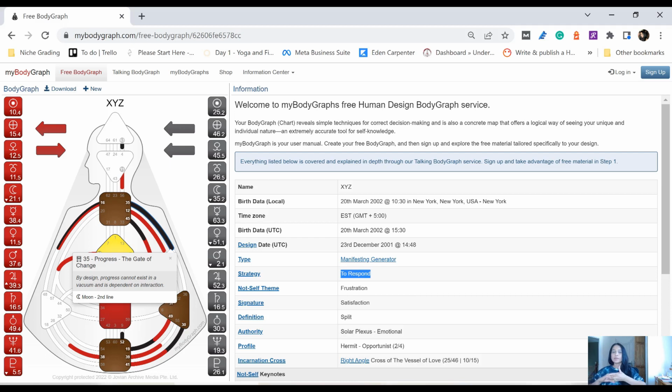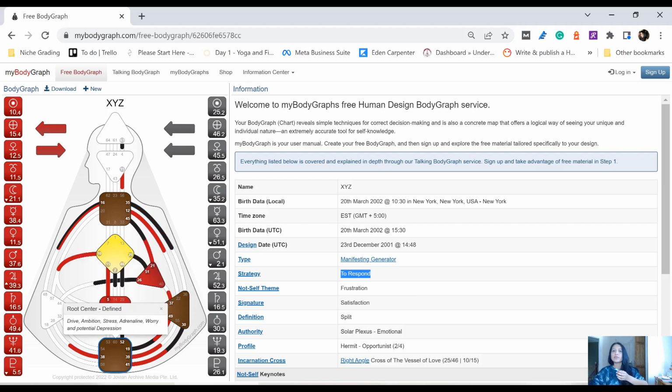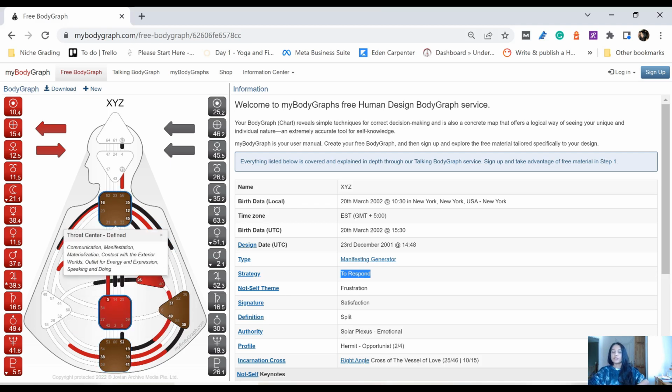Otherwise, with these split designs, they have a defined root, which means they feel a lot of pressure to get things done, right? They want to do things, but what they're doing may have nothing to do with what they want to manifest or what their sacral wants to do. It could just be doing a whole bunch of things that are not really connected to what they want to do.